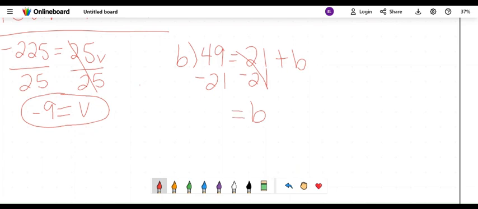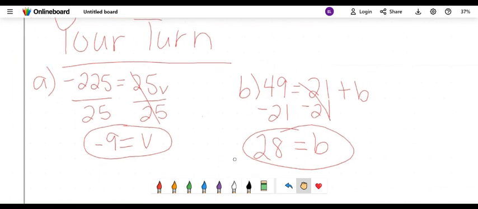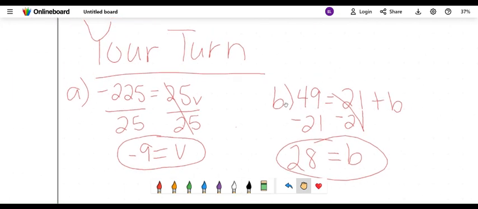So now we had to subtract 49 minus 21, which is 28. We got the answer b equals 28. That's our answer. Did you actually get the same thing that I have? If you do, nice job.